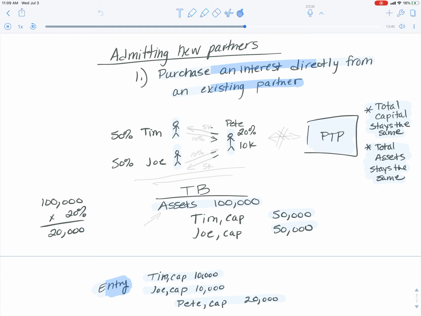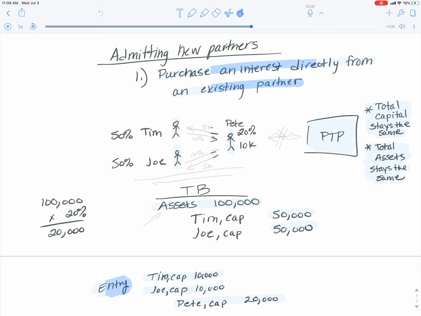Now we need to talk about what are we going to do when we want to admit a new partner. So we could start a partnership with just 2 people and then later let more people join and become partners. This is very common in accounting firms and law firms to add partners later on. And so there's 2 different ways that this works. And this is how it works in the real world, okay?